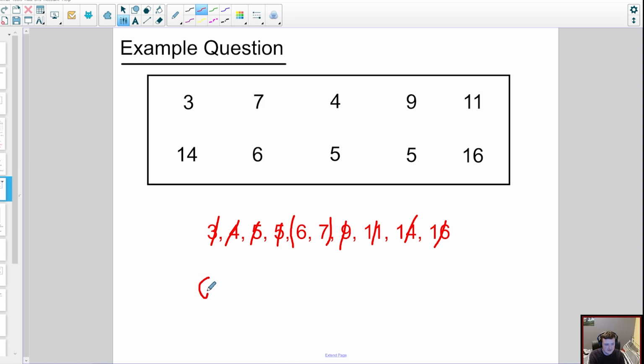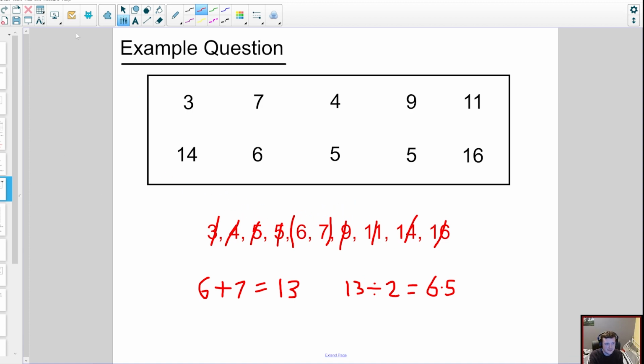So 6 add 7 equals 13. And then 13 divided by 2 equals 6.5. Or exactly halfway between 6 and 7. So in this case, the median of my data is 6.5. And that would be the median for this data.